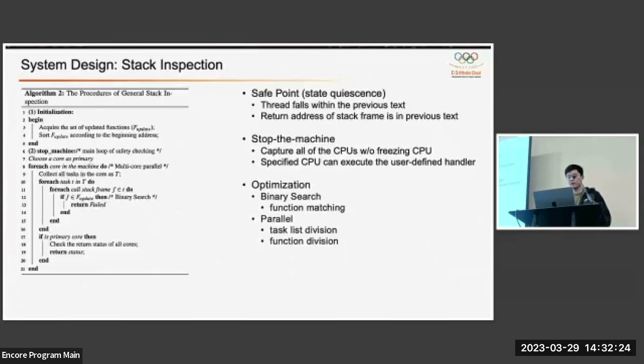PlugSquid obtains the start address and the length of every interface function and sorts them by the start address. Then PlugSquid uses binary searching to speed up the comparison. Since stack checking is independent between threads, PlugSquid divides all threads into C groups equally and assigns groups to cores one by one. Each core checks the safety of all threads within its group.